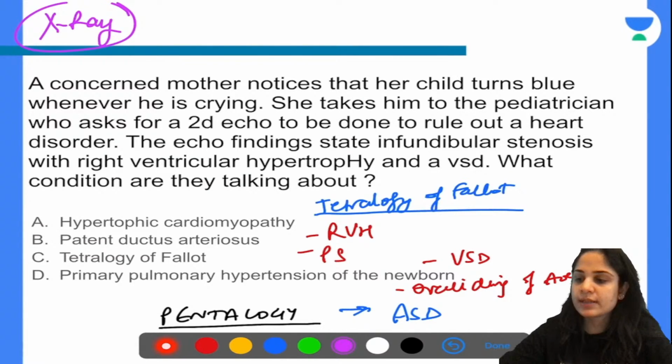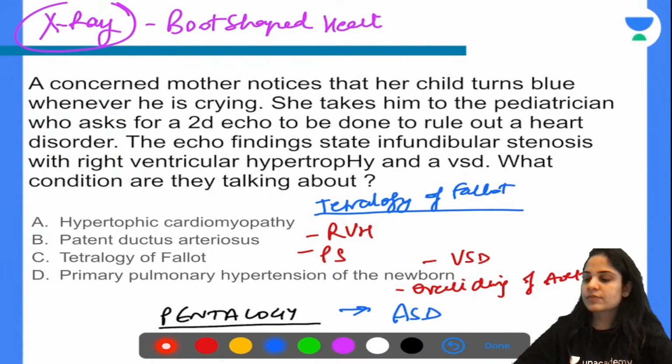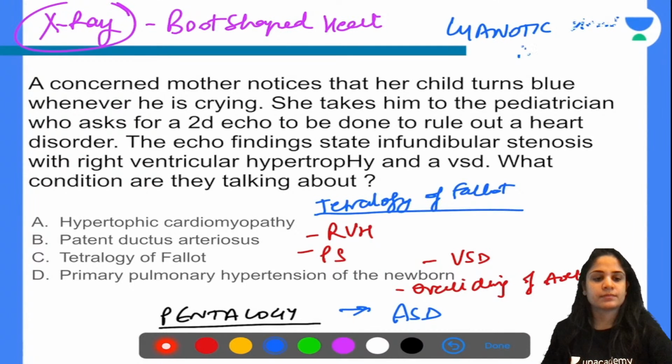Yes, absolutely correct. There is a boot-shaped heart. And is it a cyanotic or an acyanotic heart disease? It is a cyanotic heart disease. Very good. Okay, now another question for you guys. Can you tell me what is a TET spell? What happens in a TET spell? Anyone?